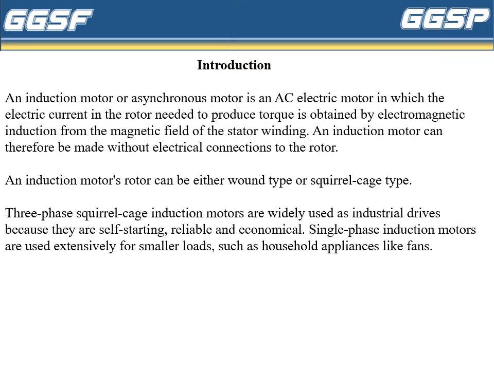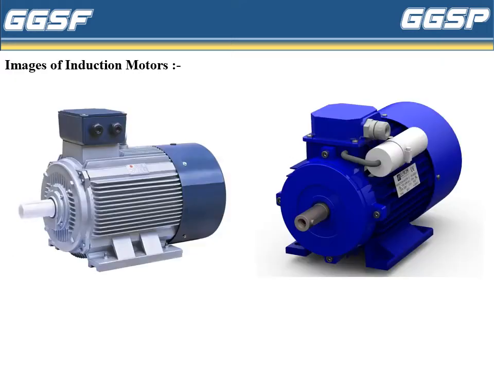Three-phase squirrel cage induction motors are widely used as industrial drives because they are self-starting, reliable and economical. Single-phase induction motors are used extensively for smaller loads such as household appliances like fans. These are some images of induction motors.